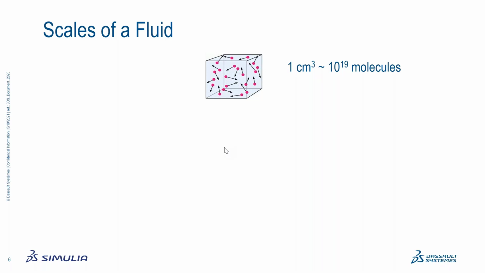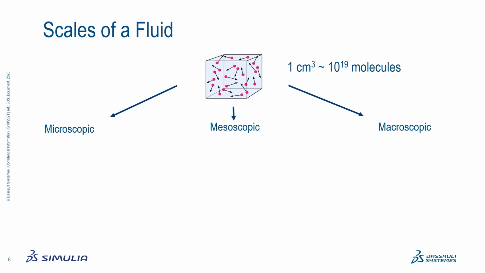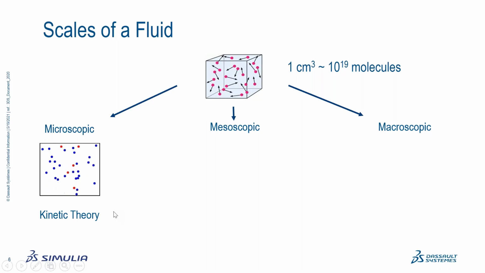Now there are different ways of describing the fluid: the microscopic scale, the mesoscopic scale, and the macroscopic scale. At the microscopic scale, we would look at the movement of each particle, which is described by the kinetic theory.